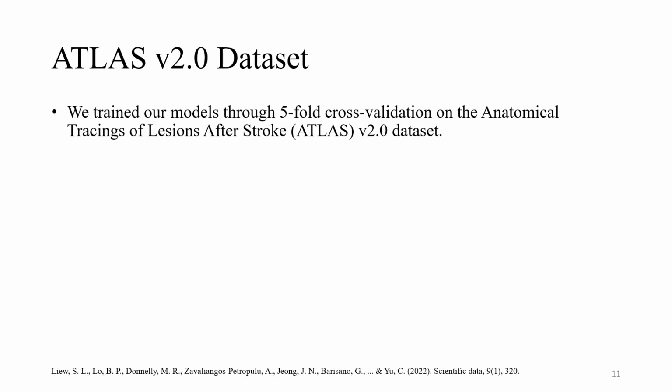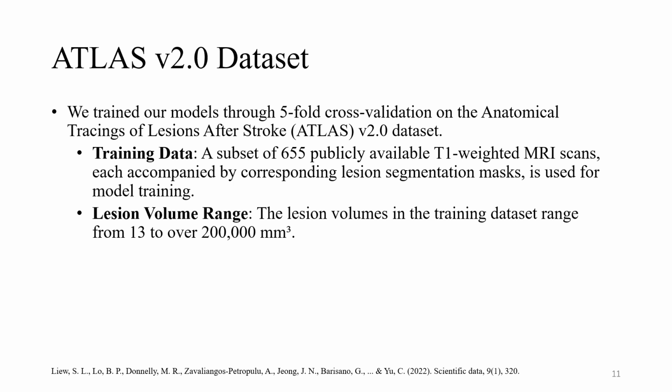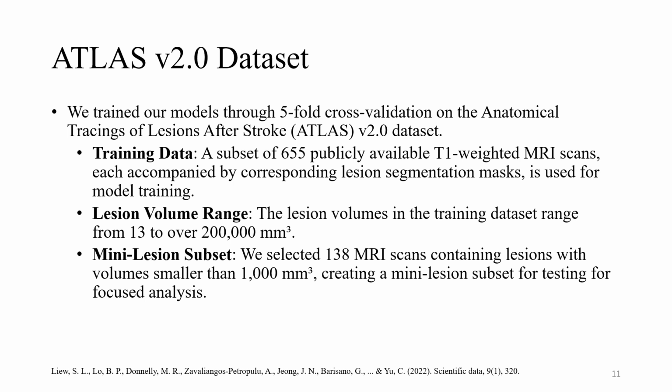We trained our models on the ATLAS 2.0 dataset, which comprises 655 MRI scans. The lesion volumes in this dataset range from 13 to over 200,000 voxels, providing a diverse set of cases for training. To better evaluate the performance of our methods during testing, specifically for small lesions, we created a mini-lesion subset consisting of 138 scans, featuring lesions smaller than 1,000 voxels. This focused subset allowed us to thoroughly test the efficacy of our strategy on small lesions, which are often overlooked by standard segmentation techniques, ensuring that our methods are robust and reliable.